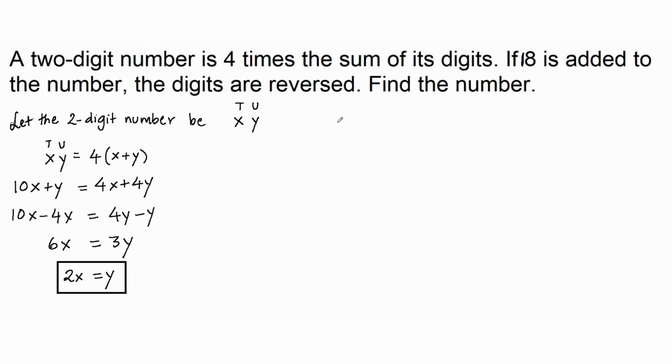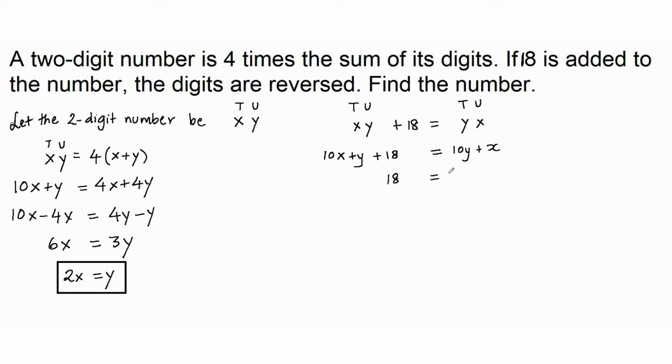If I add 18 to this number xy, then the digits are getting reversed. That is, the number becomes yx. So let's see how I should frame this particular equation. xy can be written as 10x plus y, plus 18 is equal to yx, which can be written as 10y plus x. So let's shift 10x and y to the other side.